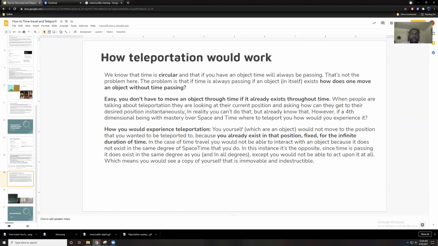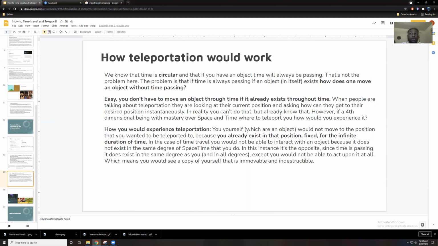In reality, you can't do that. We know for a fact you cannot teleport from one place to another place without traveling a distance. Can't do that. And as long as you exist, period, there is time. But we already know that. However, if a fourth dimensional being, with mastery over space and time, or time-space, whatever you call it, were to teleport you, how would you experience it? How would you experience teleportation?